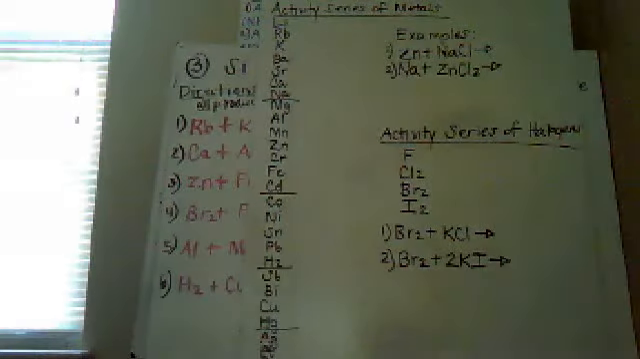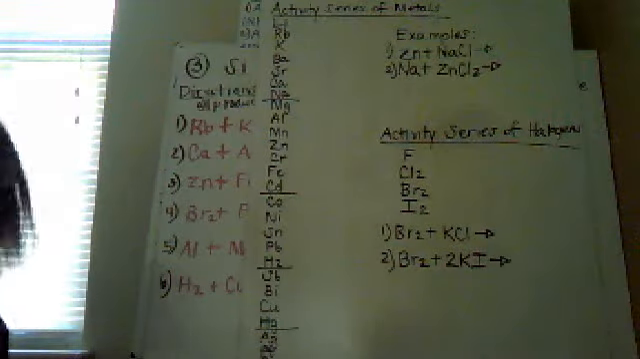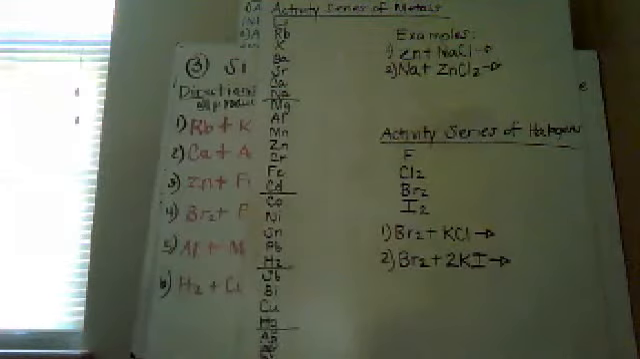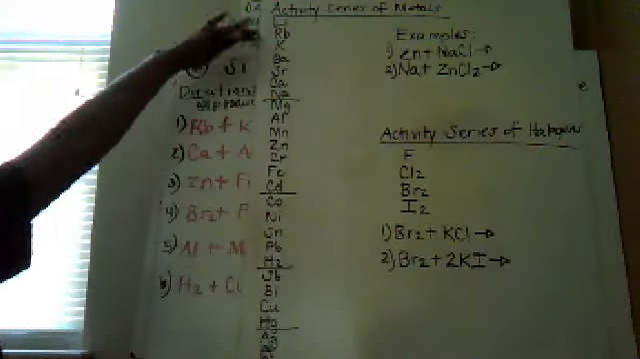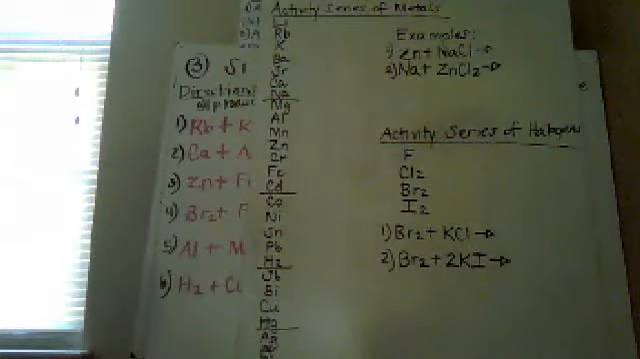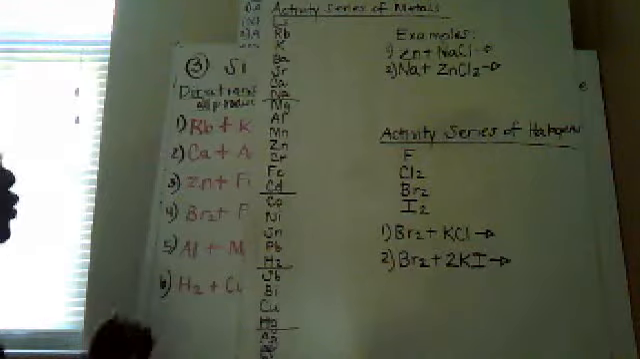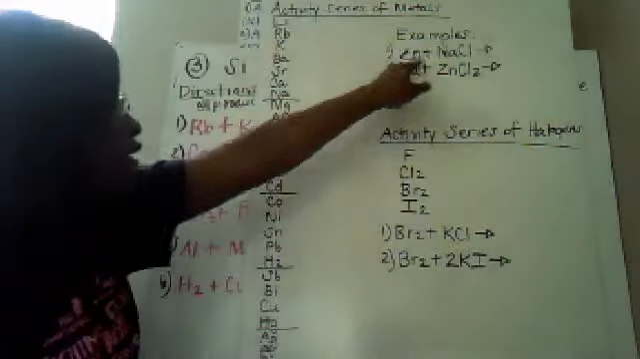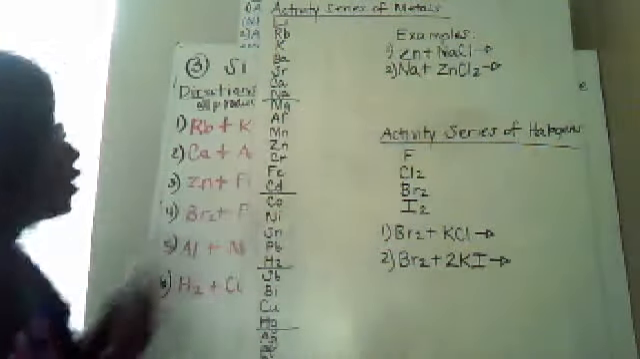So activity series of metals are located on page 6 of your chemical reference chart. So we have that actual activity series of metals chart here and our activity series of halogens here. We have 2 examples for each, and we're going to take some time to practice and make sure we understand how to use them. So the first one we have zinc, which is Zn plus sodium chloride.